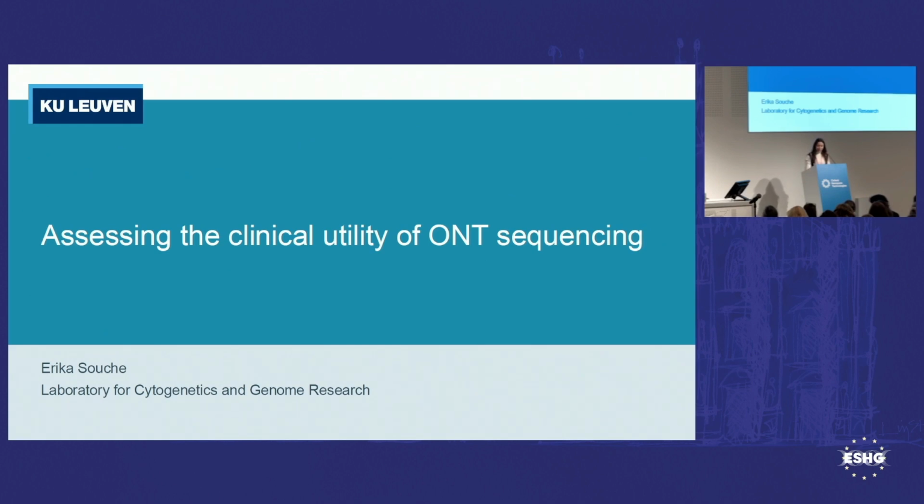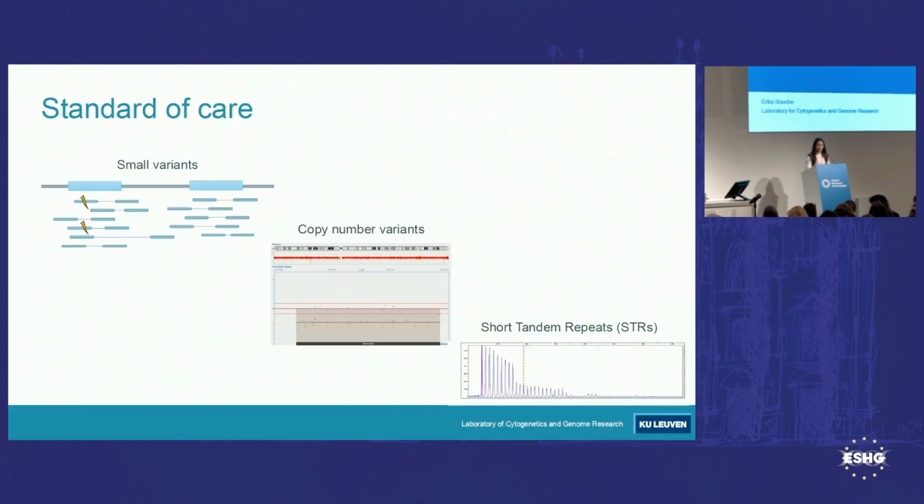So I will start by just introducing the standard of care as it is now in the University Hospital of Leuven, in which I'm working. So basically for the small variants, so single nucleotide variants, and for the indels, we still use exome sequencing. We use microarrays or shallow whole genome sequencing for the detection of copy number variants. And for some cases, depending on the phenotype of a patient, we will also look for short tandem repeat expansions using triple-primed PCR. So you can see this is a wide variety of techniques.